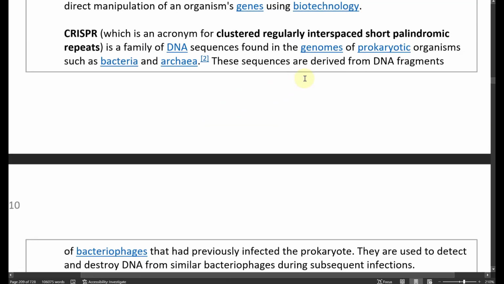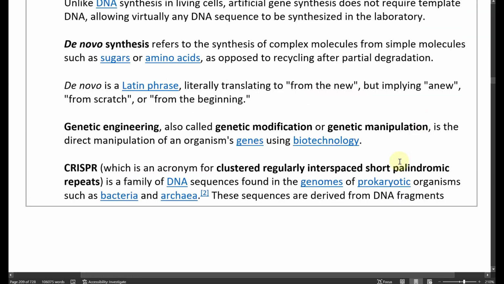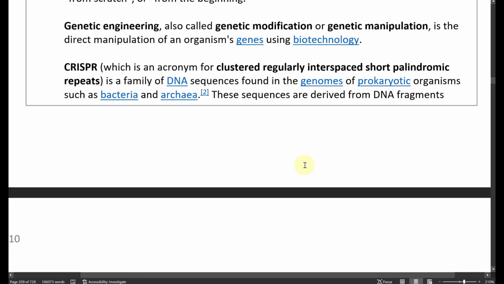So going over here, a palindrome is a word, number, phrase, or other sequence of characters which reads the same backwards as forwards, such as madam, M-A-D-A-M. It doesn't matter which way you go. Or race car. If you go race car and you go backward, R-A-C-E-C-A-R, or forward, R-A-C-E-C-A-R. So race car, same forward and backward. So hence these sequences are the same forward and backward.